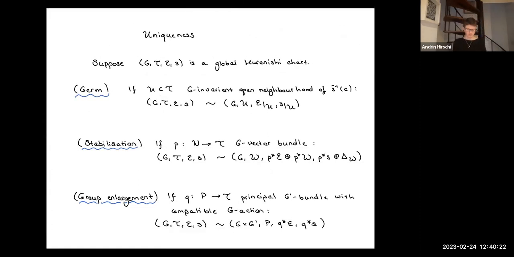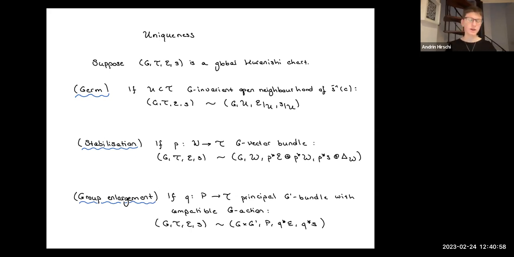Okay. So let me quickly say what the natural equivalence moves between different global Kuranishi charts are. The first one is called germ equivalence, and it simply says, we start with some global Kuranishi chart, as you see here. If you have some G-invariant open neighborhood of the zero locus, then you can replace the thickening T with that neighborhood U and just restrict the obstruction bundle and obstruction section to U.